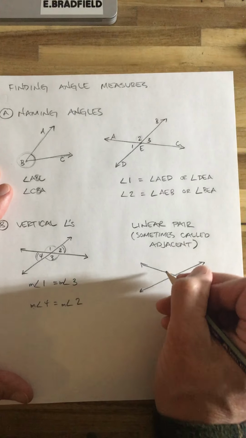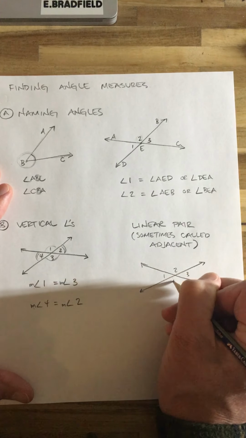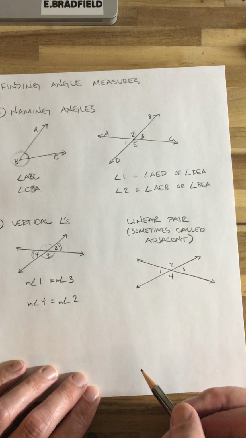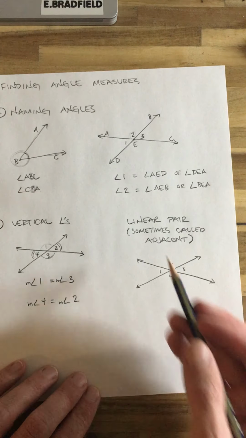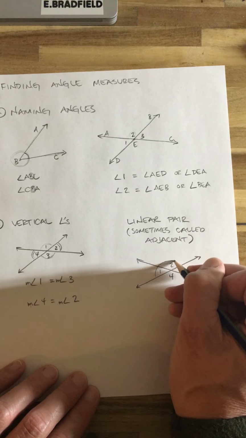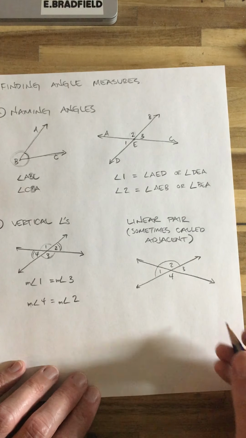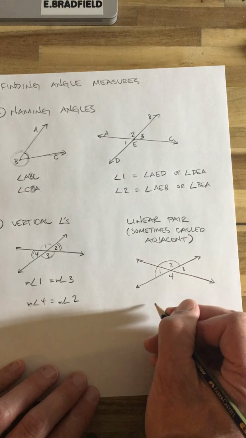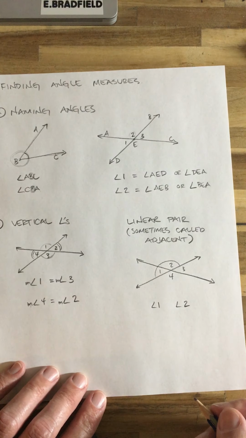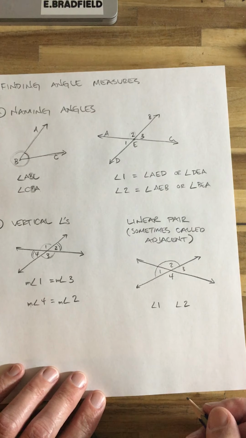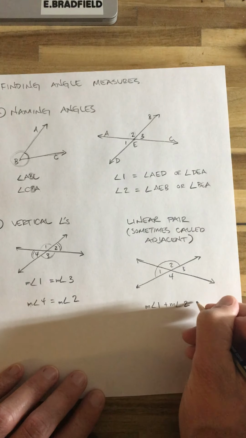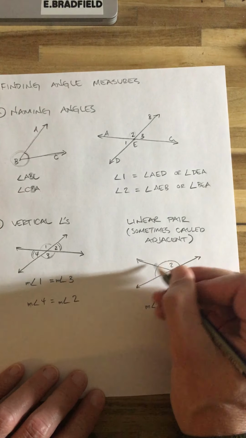All right, so angle 1, 2, 3, and 4, okay? Notice the vertical angles, 1 and 3. Notice the vertical angles, 2 and 4. Well, a linear pair are two angles that form a straight line. Okay, so angle 1 and angle 2. And the interesting thing about a linear pair of angles is that the measure of angle 1 plus the measure of angle 2 is equal to, do you remember the degrees of a straight line?